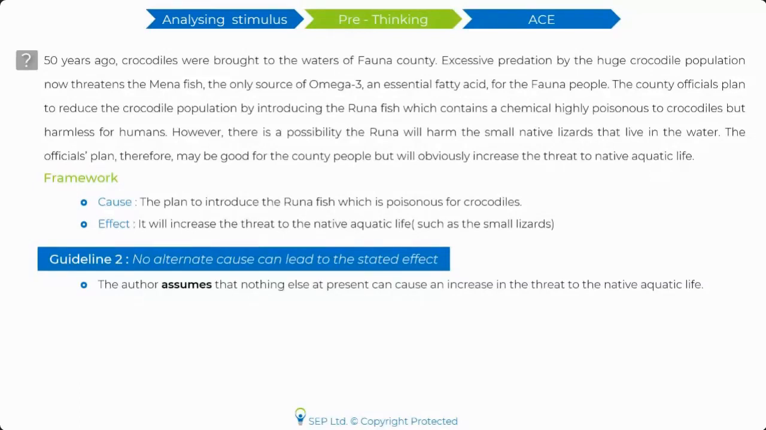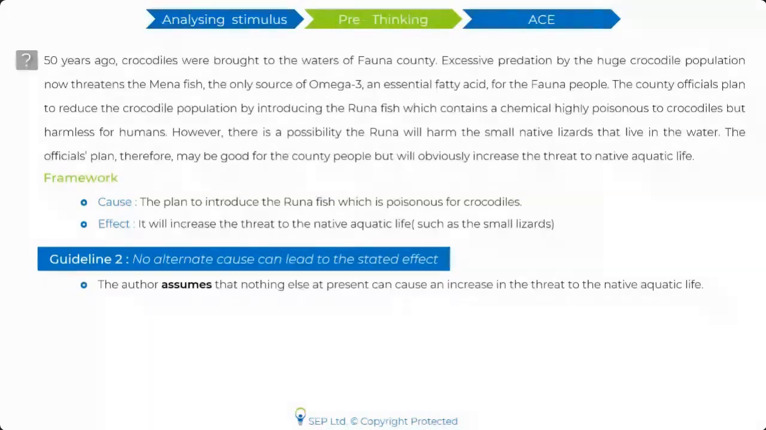All of you, just look at that and tell me whether you've understood how we have applied guideline 2 so far. Look at how we are applying guideline 2 and tell me if you're clear with it. Please look at it for a moment and let me know just so far. I'm not asking you to think beyond this. Guideline two is there is no other cause behind the stated effect.